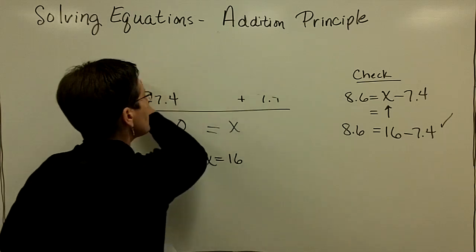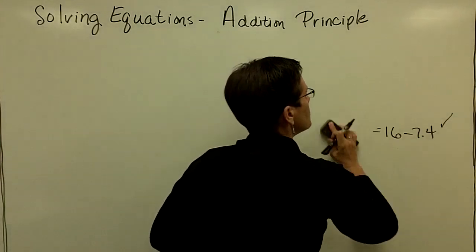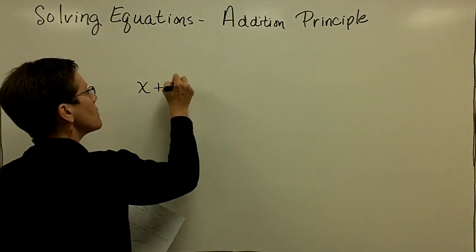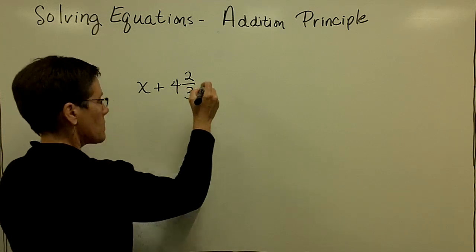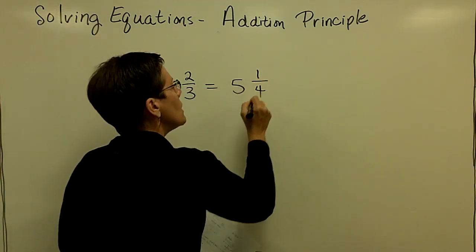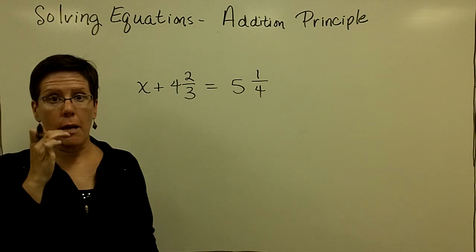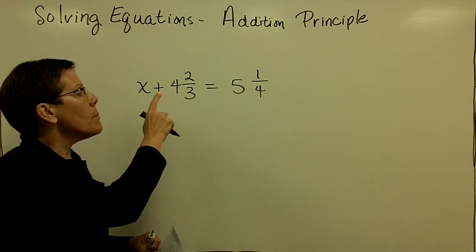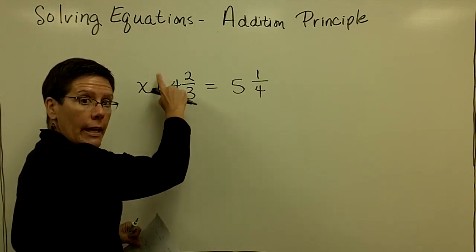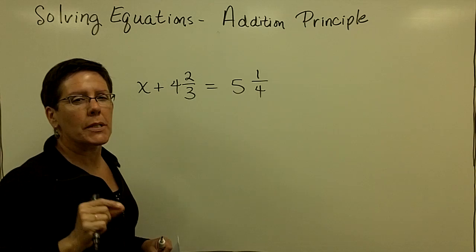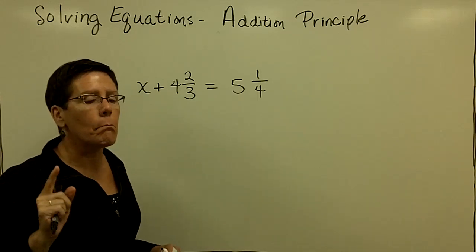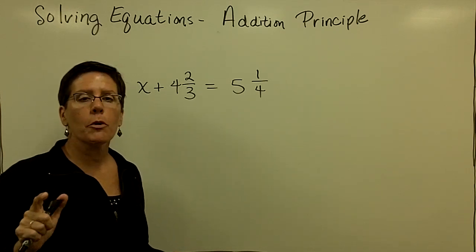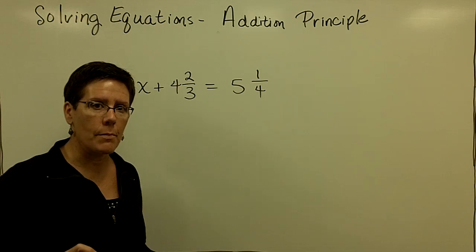Finally, one last problem until we take a look at the multiplication principle. A couple of things here that I'd like to share with you. First of all, I'm going to take away 4 2/3 from both sides of this equation. But when I do that, I want you to know that whenever I have a mixed fraction, I turn that into an improper fraction to work with it. It is much easier to work with a fraction in improper form. Improper form means its numerator is larger than its denominator.